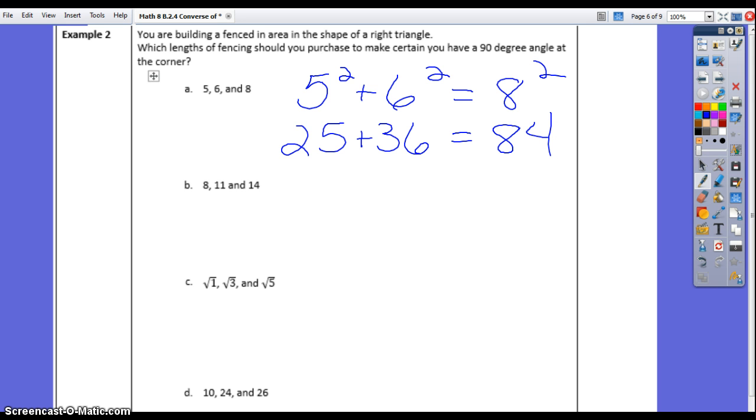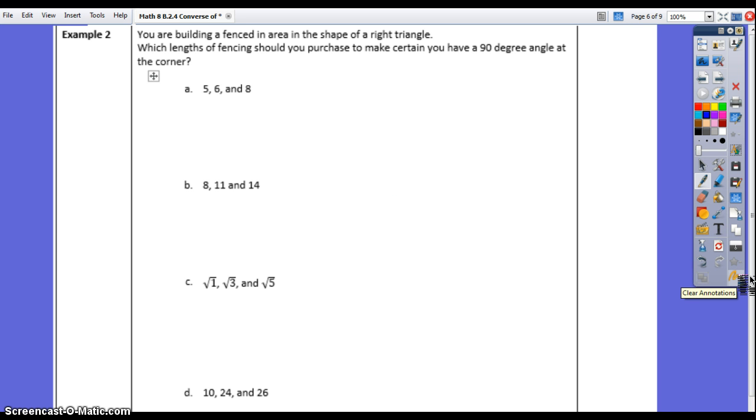Okay, everything I have written up on the board is correct, right? No. What's wrong? 8 times 8 is 64, not 84. Right. So make sure you do your squares right. 8 times 8 is 64. Good. Now, what do I get when I add? 61. Does 61 equal 64? No.